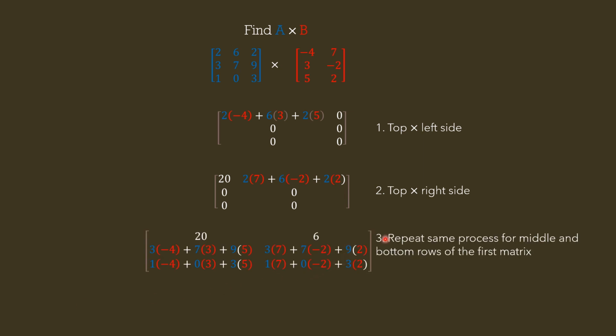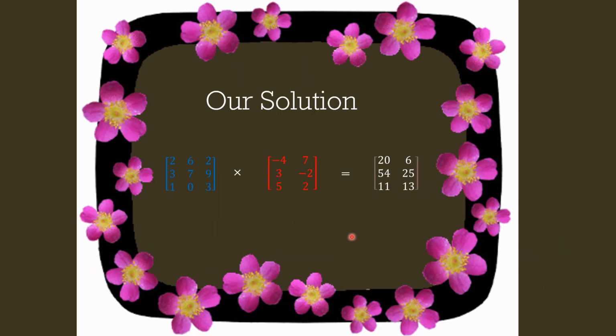Now we're going to repeat the same process for our middle row and for our last row. The only real change is that we're not going to use the top row anymore. We're going to use the middle row, multiply it by either column, and then the bottom row, and multiply it by either column. And it'll look something like this. And then once we solve all of this, our solution will be this matrix right here. Now that is how you multiply matrices.